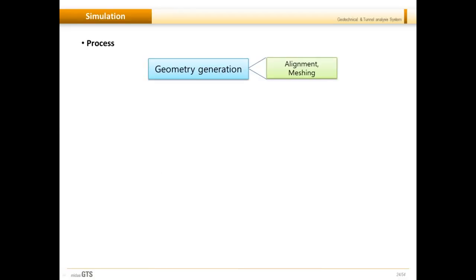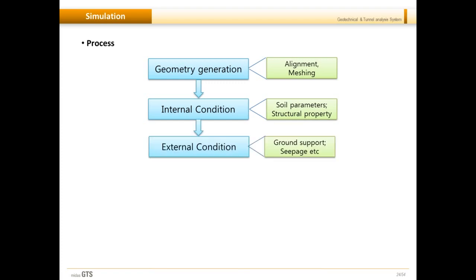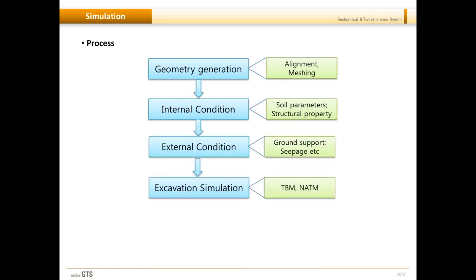So step 1 for simulating the construction process is the geometry generation, where we have to basically define the alignment and the meshing to generate the model. The next step is defining the internal conditions, where you define the soil parameters, the structural properties for the shotcrete and the rock bolts. Then the external conditions, that is defining ground supports, seepage conditions, hydraulic boundaries.